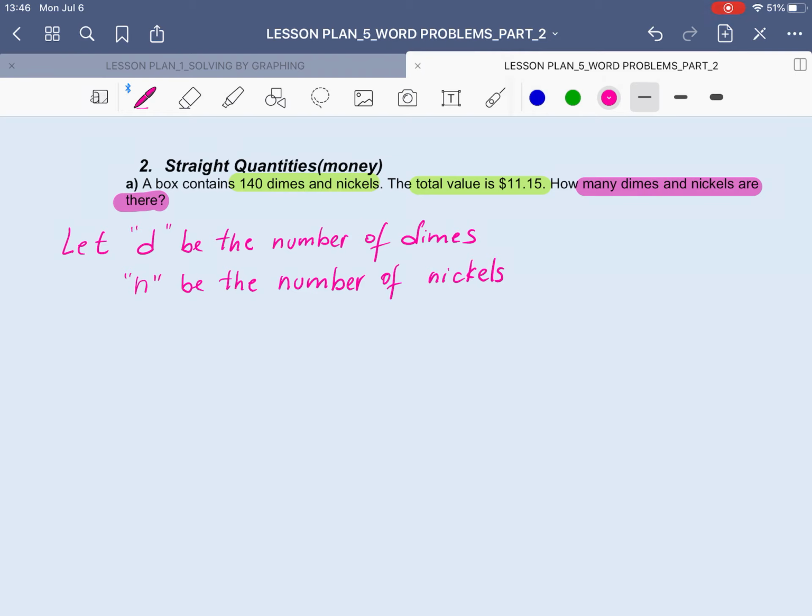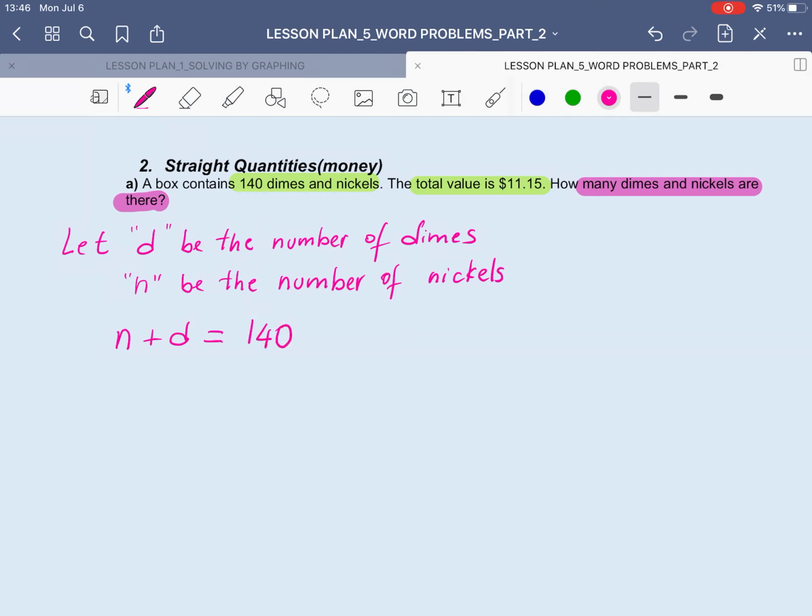So again, I'm going to read the problem, guess what, for the third time, but that's okay. That's the way it goes. So a box says 140 dimes and nickels, and you've probably figured out how to write the equation here. So you're going to say nickels plus dimes equals 140. That's just the number of it.